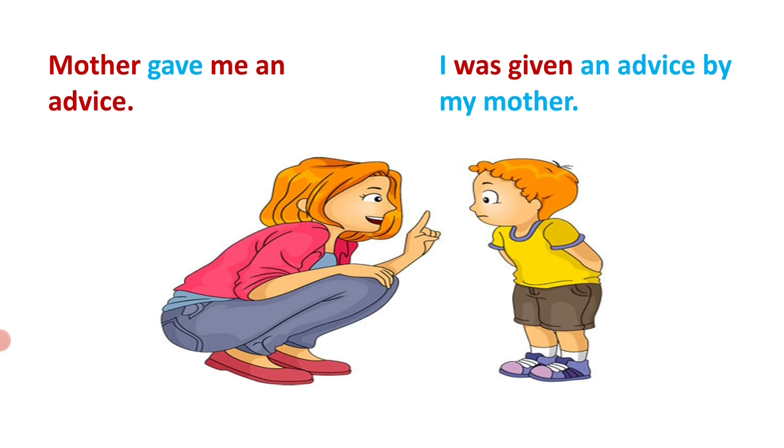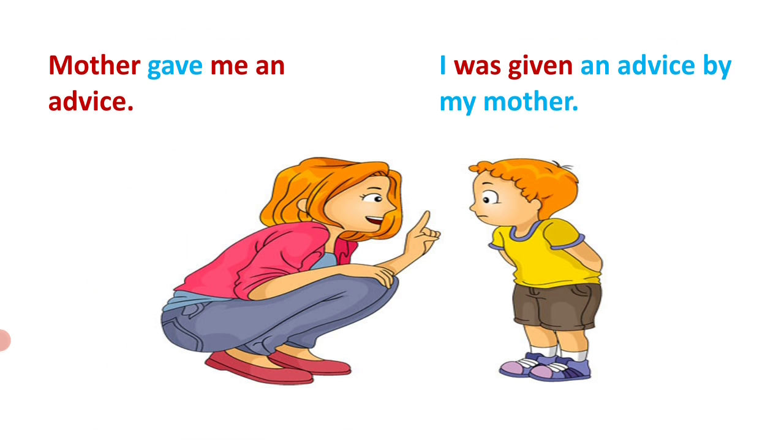First of all, I want you to read these two sentences so that you can understand what they are trying to convey to you. Mother gave me an advice. I was given an advice by my mother. So you can see that both the sentences are conveying the same meaning, but they are written in a different structure. In the first sentence, the subject is mother and the subject is active, which means the subject is doing the action of giving her son an advice. But in the second sentence, the subject I, that is her son, is inactive or passive. Why? Because he is doing nothing. He is just receiving the result of action.